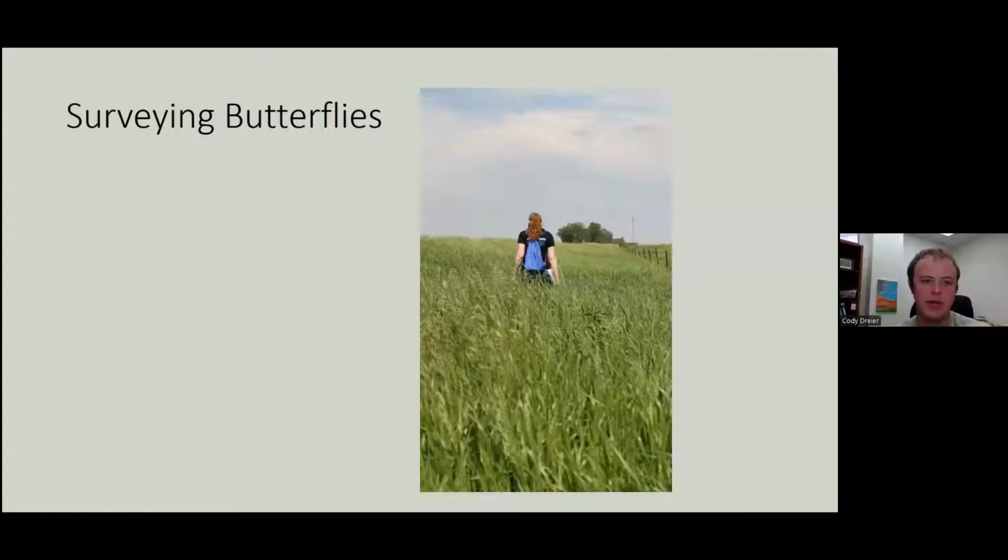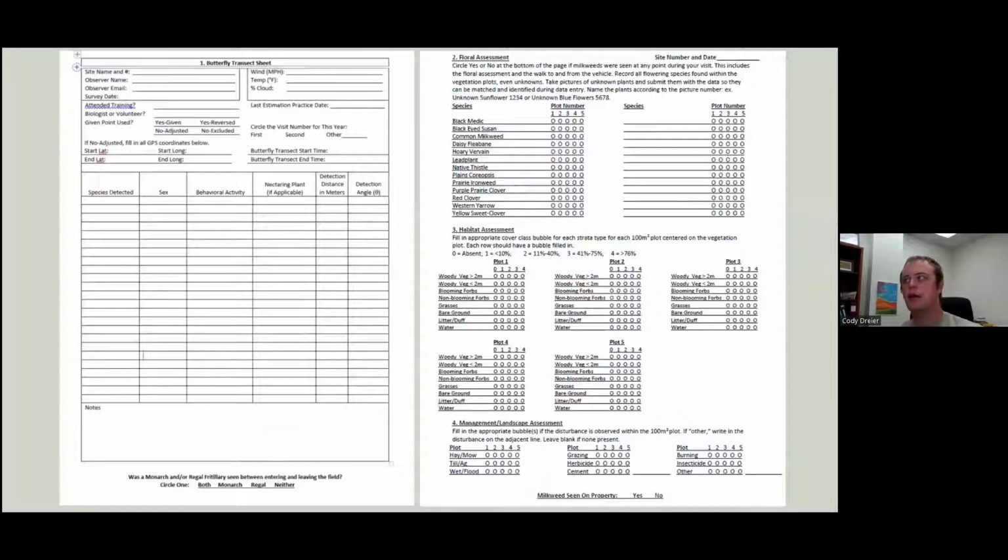Next, we are going to look at surveying our butterflies. So here is a shot of our data sheets. The front data sheet is our butterfly data sheet. It is the walk out. Our back data sheet is the floral assessment, habitat assessment, and management and landscape assessment. It is our walk back to the original start point.